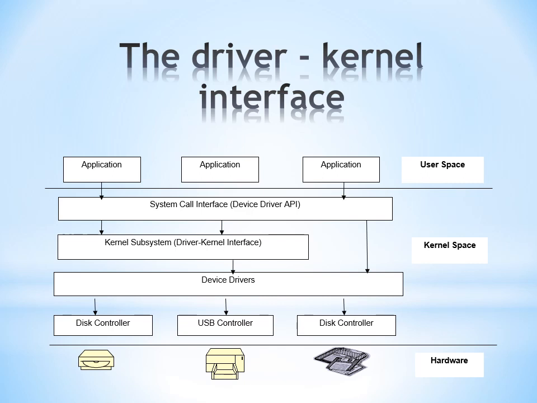So this is the applications in your user space. And this is the system call interface, through the device driver API. It will connect with the kernel subsystem, or we call it the input output kernel driver interface of the kernel, and then connect to your device driver, and then only it goes to the controller, and this controller will connect through to your devices.